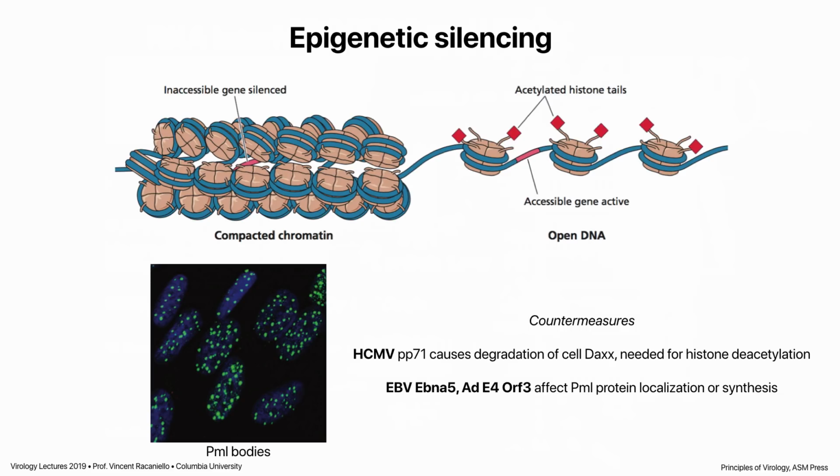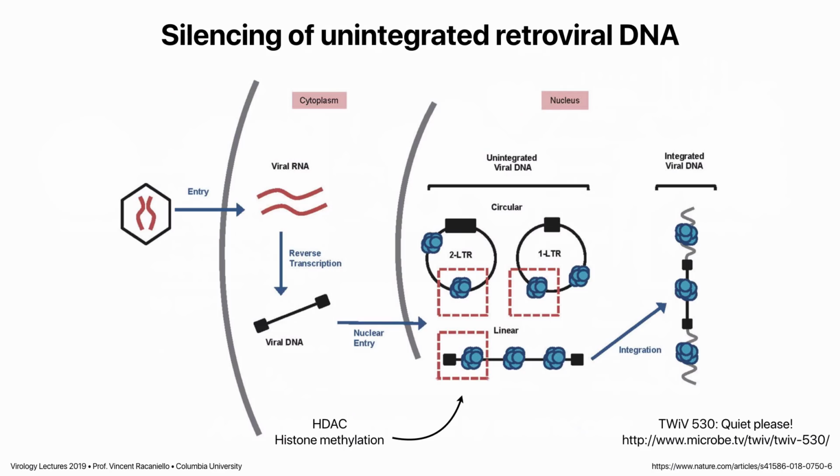Of course, virus genomes encode countermeasures. For example, human cytomegalovirus encodes a protein that leads to degradation of this cell protein called DAXX, which is needed for histone deacetylation. Other viruses encode proteins that affect the protein localization of PML or synthesis, so silencing is reversed basically in these genomes. Now, just today, I put in the next slide, which you will not have, because this is a very cool new discovery of epigenetic silencing that has to do with retroviruses. And I just learned this. My colleague Steve Goff at Columbia works on this, and this is from his paper, which was published recently.